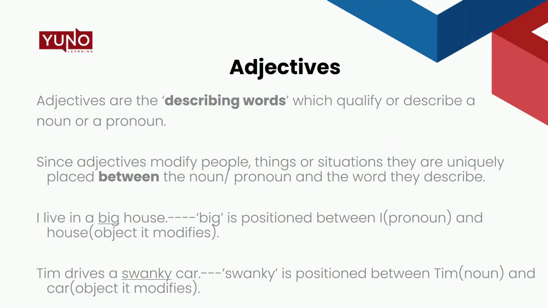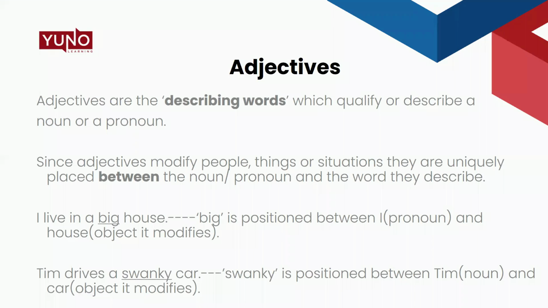Now, since these adjectives modify people, things, items, situations, etc., they are strategically placed between a noun or a pronoun and the word they describe. For instance, I live in a big house. Here, house is a noun and big is an adjective because it answers the question: what kind of a house? A big house.